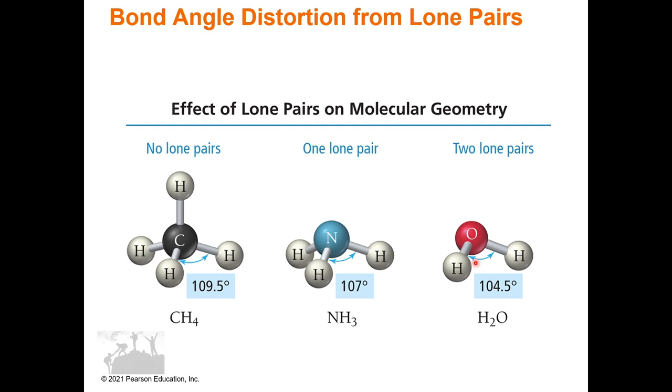The electron geometries for NH3 and H2O are still tetrahedral. Okay? There's the difference there. If you're looking for electron geometry, you're counting electron groups. But for molecular geometry, you have to consider the number of lone pairs.